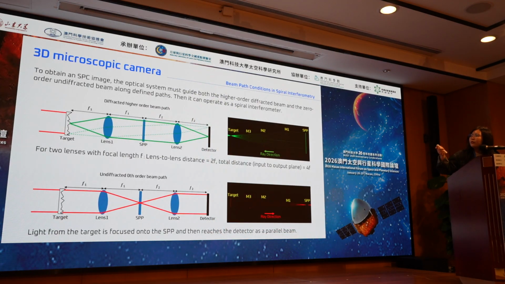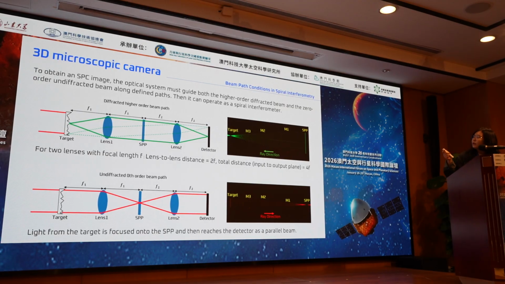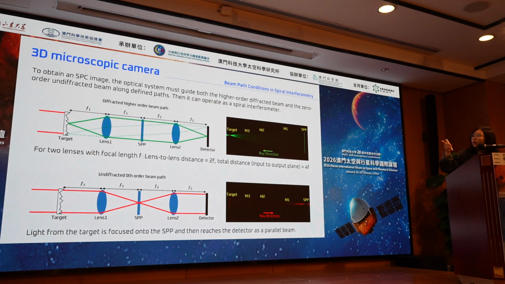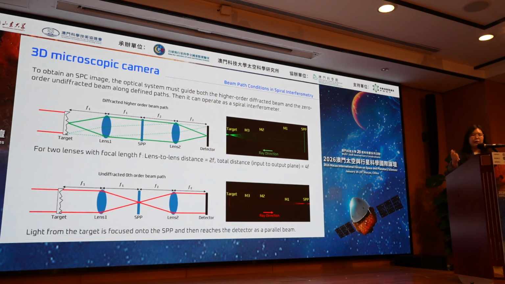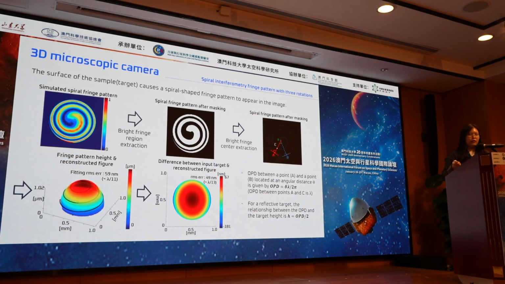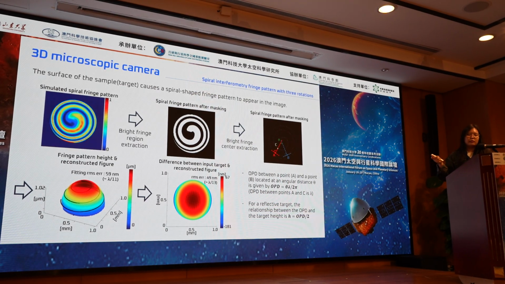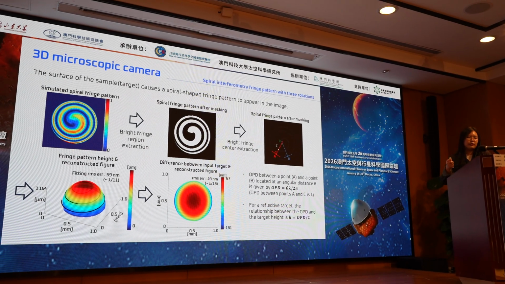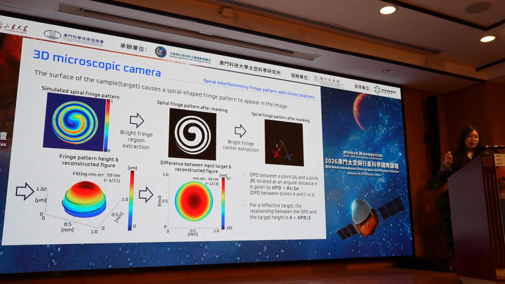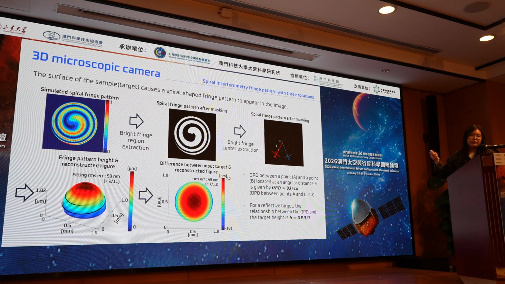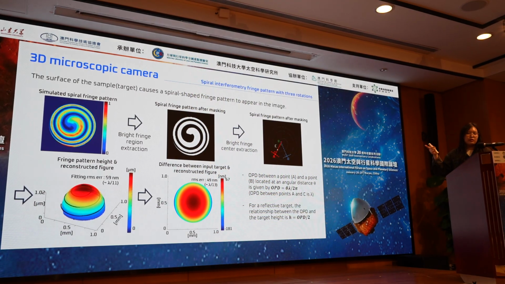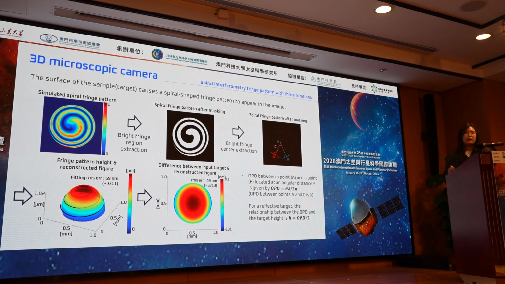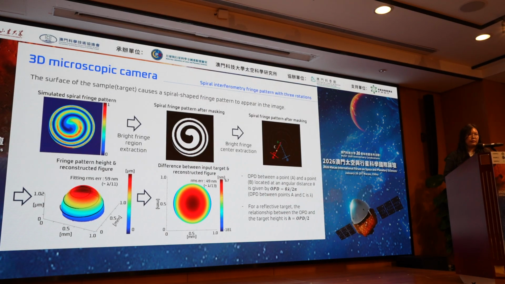To obtain spiral phase contrast imaging, the optical system must guide both the high-order diffracted beam and the zeroth-order undiffracted beam along defined paths. Then it can operate as a spiral interferometer. In this spiral interferometer, the surface of the sample causes spiral fringe patterns to appear in the image. The spacing and orientation of these fringes contain information about surface slope and height. This allows the 2D spiral pattern to be converted into a 3D surface model of the sample.